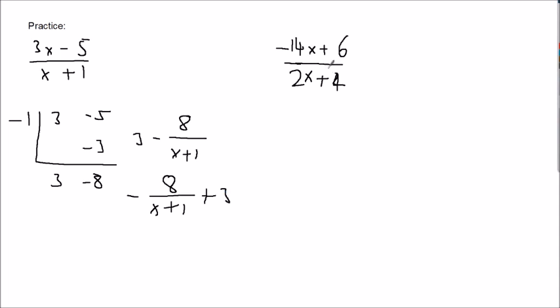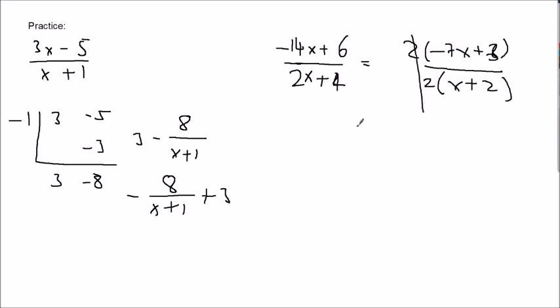As you can see, in this equation, everything has a common factor of 2. So we can pull 2 out of here. Actually, the negative isn't even necessary. So we'll just do 2 times -7x plus 3 over 2 times x plus 2. And then we could just erase that, and this is the exact same function.